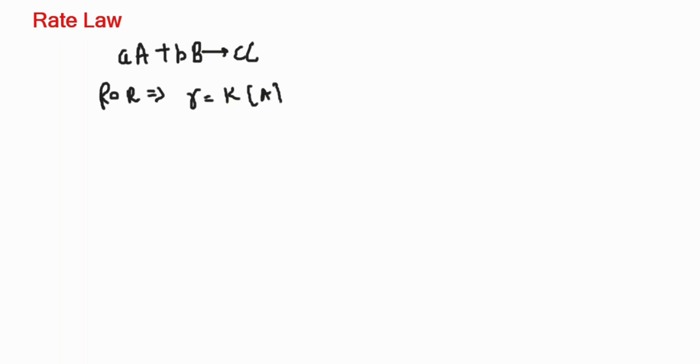So we are seeing the rate law. Okay, so what is the rate law of a reaction? Suppose consider a reaction A plus B giving C. How can we write the rate of the reaction? Rate of the reaction could be written as R equals K [A] raised to the power x and [B] raised to the power y, where x plus y represents the order of the reaction.